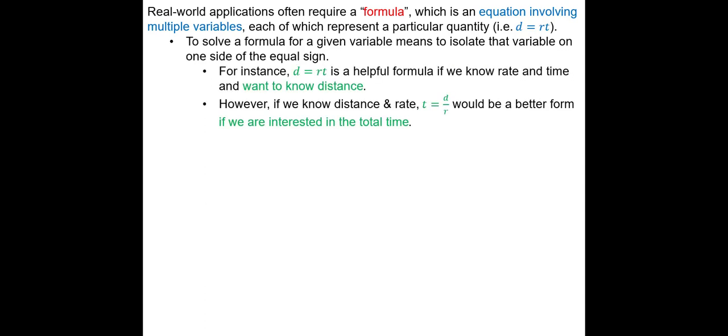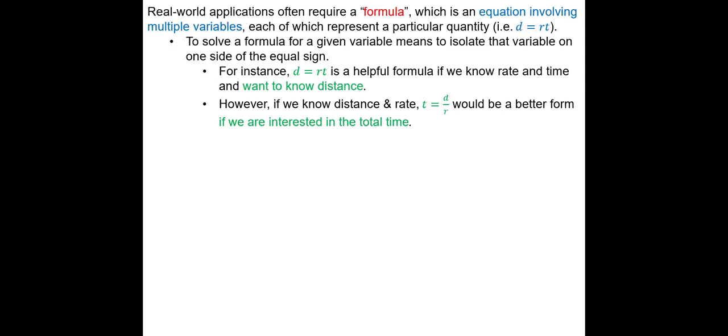Now, sometimes we get equations that have multiple variables in the same equation. And these are often referred to as formulas because each variable will stand for a particular quantity. These are found in all kinds of real-world applications. And so let's take a look at this: distance equals rate times time, or d equals rt. A lot of times that equation is perfectly fine the way it is. If we have rate and time, r and t, we can solve for distance by just saying d equals r times t.